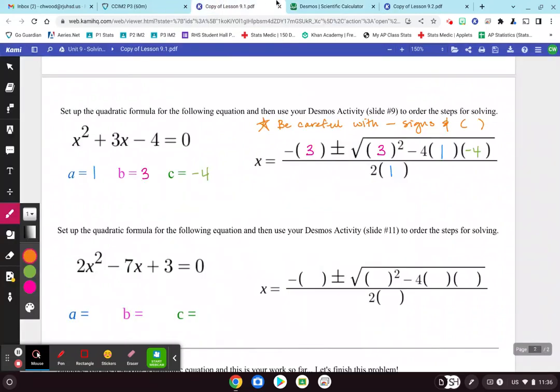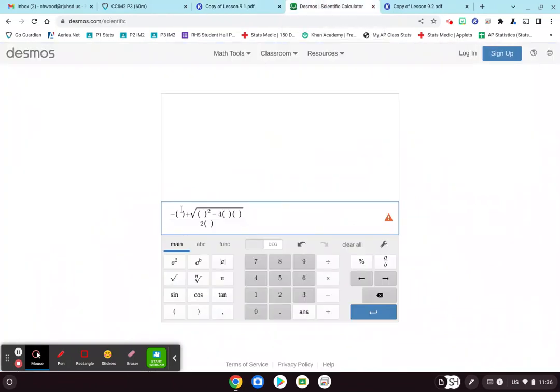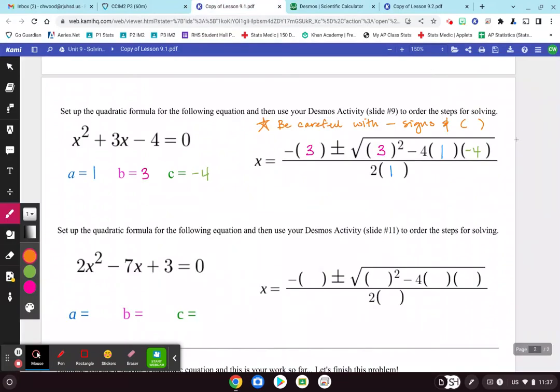Okay, let's see here. We've got 3, 1, and negative 4. So we've got 3 for our B's, 1 for our A's, and negative 4 for C. Beautiful. Answer is 1. Remember, that's only one of your answers. So once you're here, take a minute and go write down your answer. X equals 1. Yay. Remember, that's an x-intercept for your graph.